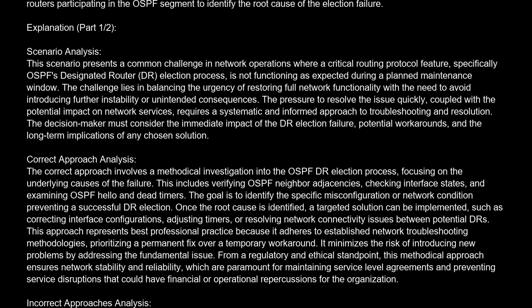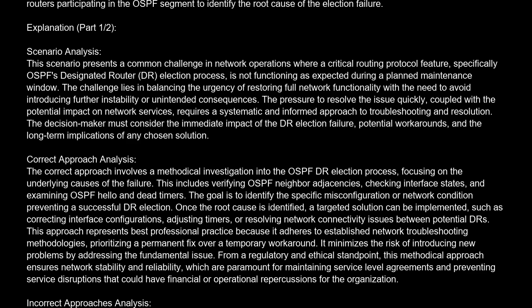Explanation. Scenario analysis. This scenario presents a common challenge in network operations where a critical routing protocol feature, specifically the OSPF designated router (DR) election process, is not functioning as expected during a planned maintenance window. The challenge lies in balancing the urgency of restoring full network functionality with the need to avoid introducing further instability or unintended consequences. The pressure to resolve the issue quickly, coupled with the potential impact on network services, requires a systematic and informed approach to troubleshooting and resolution. The decision maker must consider the immediate impact of the DR election failure, potential workarounds, and the long-term implications of any chosen solution.